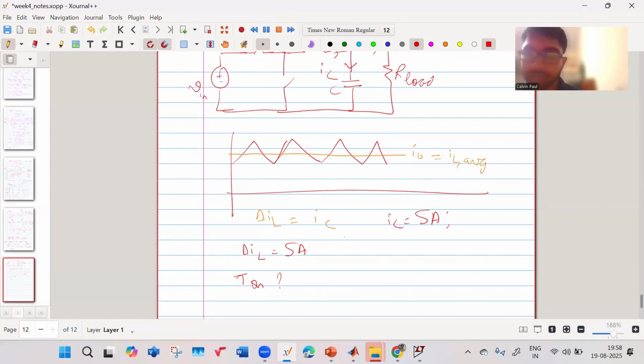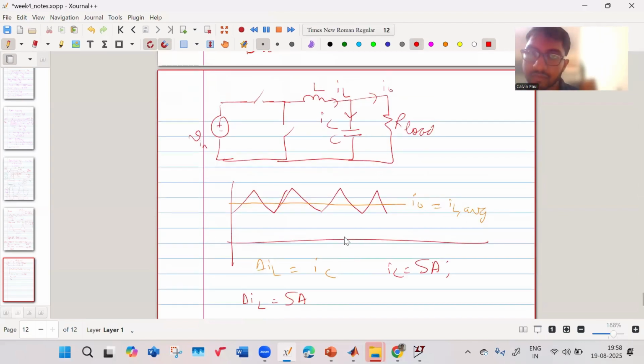Sir, why is delta IL equal to IC? Okay, because your IL is IC plus I naught, right? Now your I naught, we assume it to be constant. We assume it to be flat. Because what do we want? We want your output to be regulated, be constant, right?